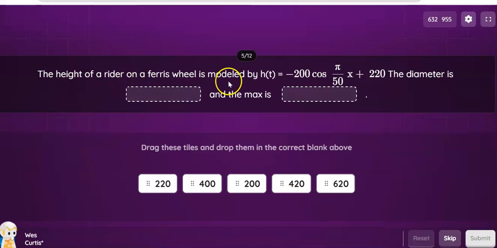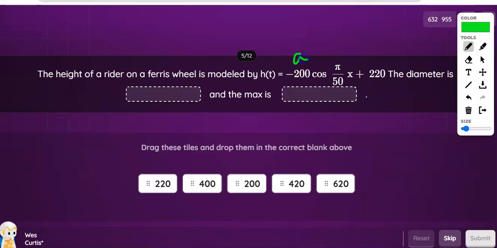So again, the height of a Ferris wheel rider is modeled here. You know it had to be a negative cos graph because it needs to start at the bottom. The diameter, again, amplitude is like a radius. If I draw you a little sketch of this, the amplitude is 200. It's always A, F, and M.